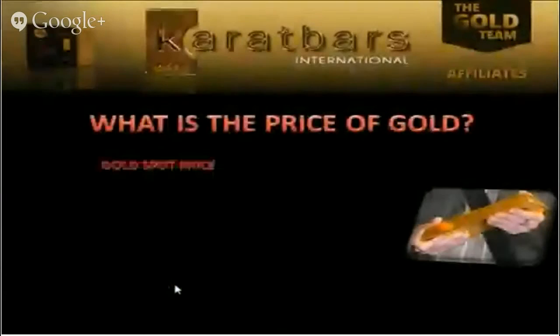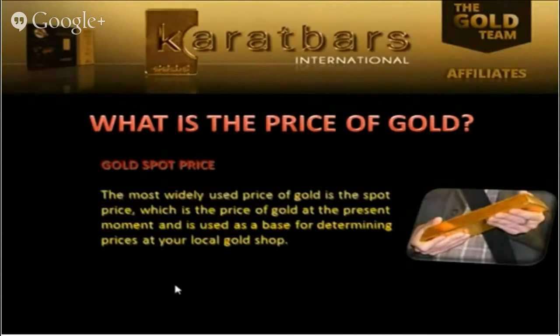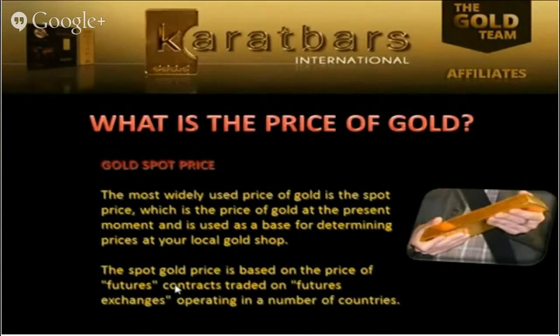The next price is the one that you and I are probably used to. You see this all over the internet, and it's what's called the gold spot price. So how does this fit in? It says here that the most widely used price for gold is the spot price, which is the price of gold at the present moment and is used as a base for determining the prices at your local gold shop, jeweler, bullion dealer, etc. The spot gold price is based on the price of the futures contracts traded at futures exchanges around the world.